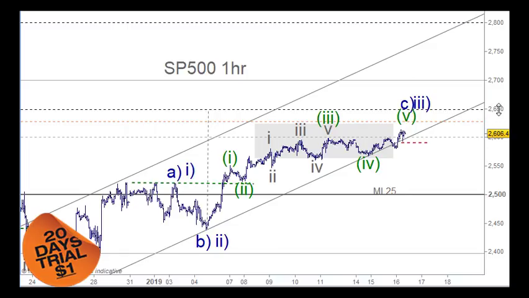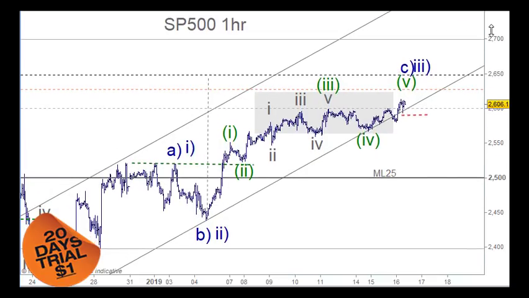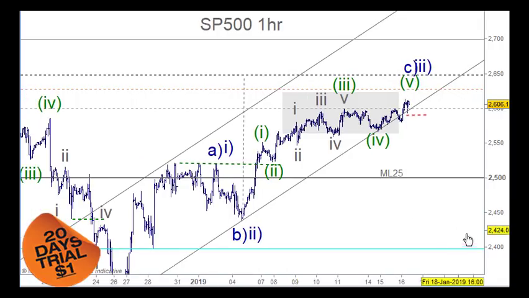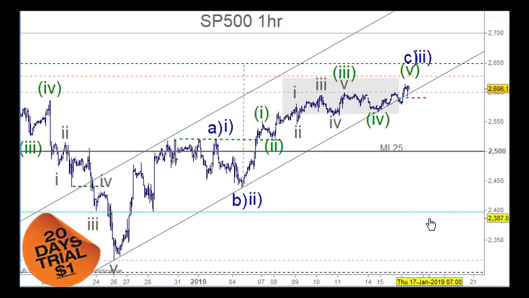So this 2650 area here is definitely something to keep an eye on. So yeah, look, this is our count here. I also want to point out that there is another possible count here.